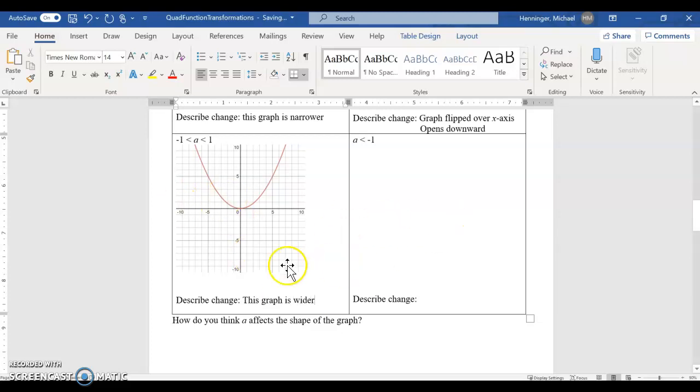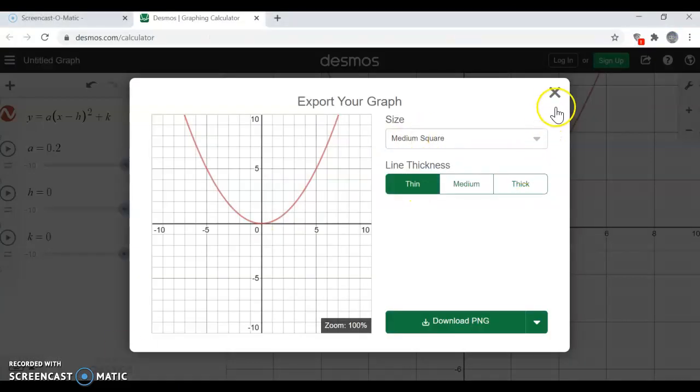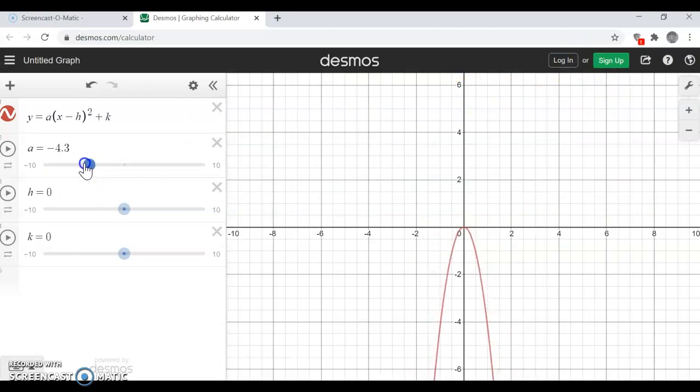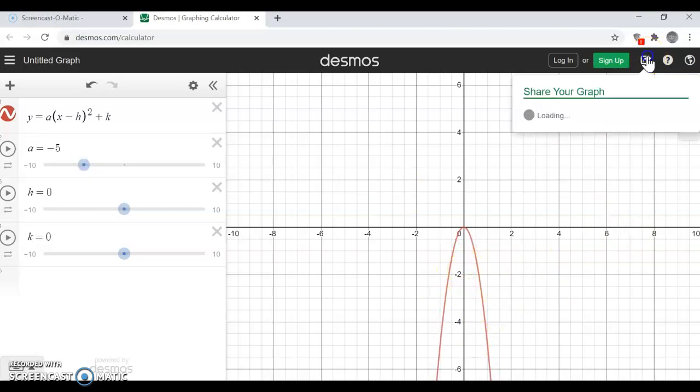Okay, so that's what we're looking at. We're seeing what A does to the graph. Now one more thing we want to look at. We want to see what happens when A is less than -1. So let's come back to this graph. Let's make A something less than -1. Let's go all the way to -5. Okay, and let's look at this. Now this graph looks really narrow.